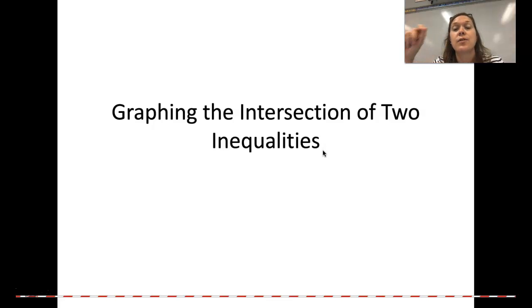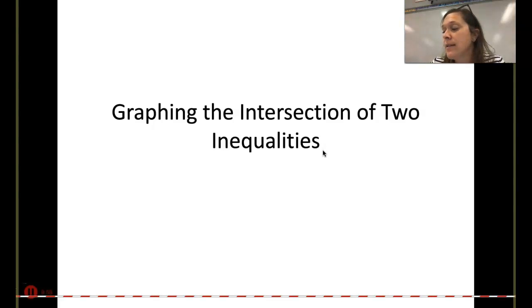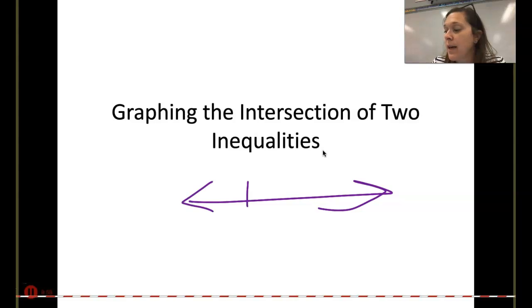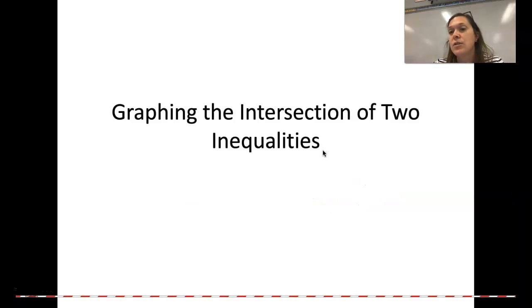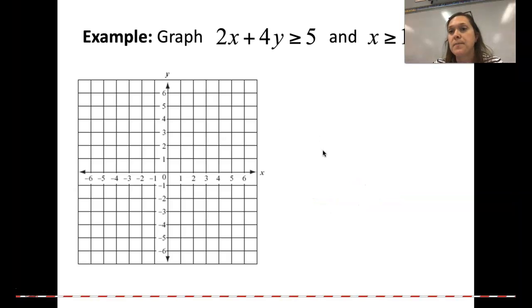Now let's get into graphing the intersection of 2 inequalities. We're going to do the intersections, and we're going to do the unions. Now, if you guys remember, way back when we did intersections, those were your "and" compound inequalities. And most of the time, our "and" compound inequalities were something like this, where we had all the shading in between. We were looking for the intersections.